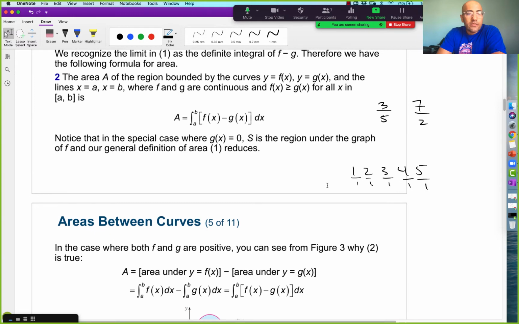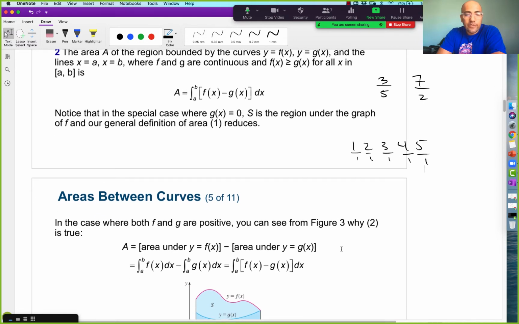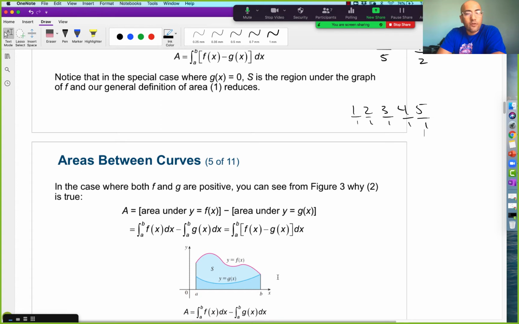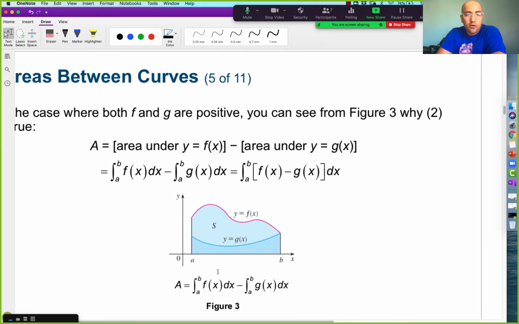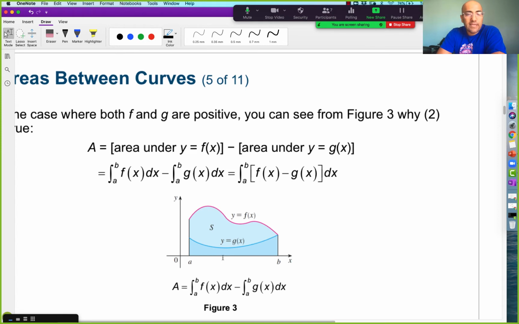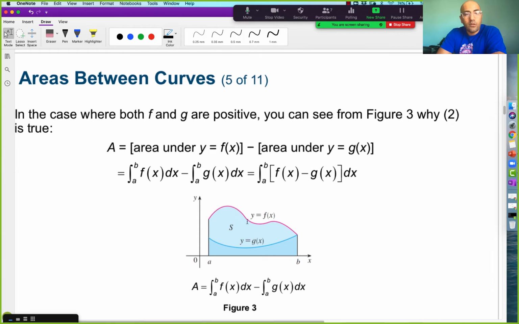In the case where both f and g are positive, we can see a nice little figure here that also confirms the formula for us. Let me zoom in a little bit more. Let's have a case where f and g are both positive, both above the x-axis. By the prior formulas we were working with, it was always the area between the function and the x-axis. So if we integrate from a to b of f of x, assuming f of x is integrable and the integral exists from a to b, that'll give you the entire area of this whole thing.